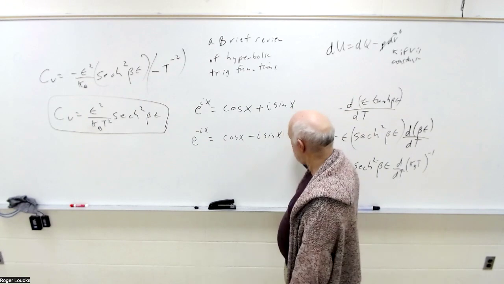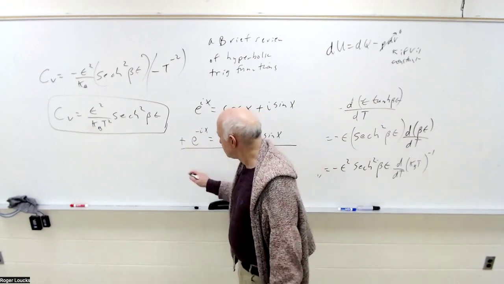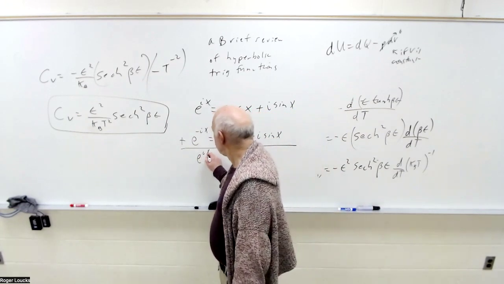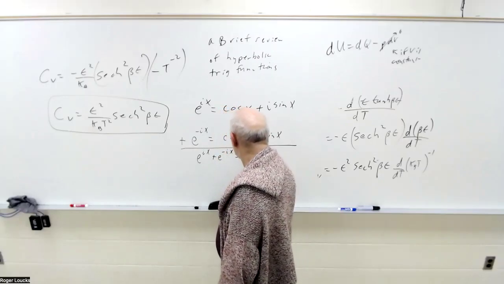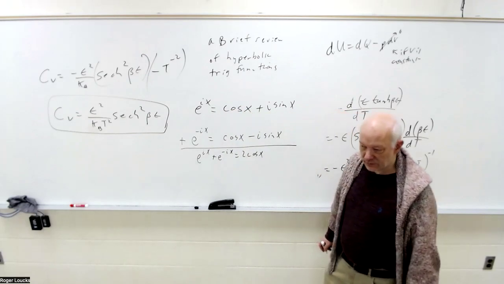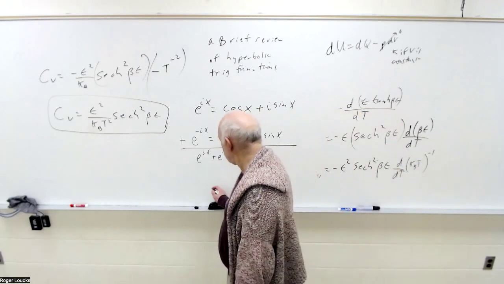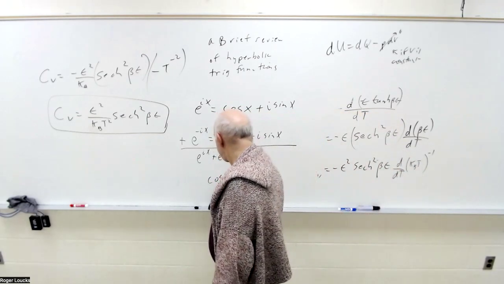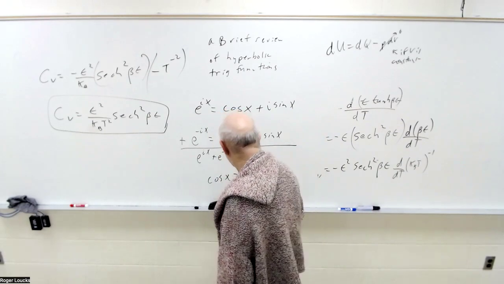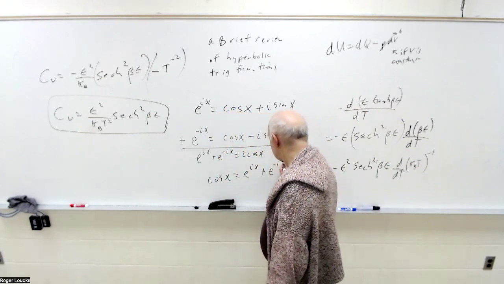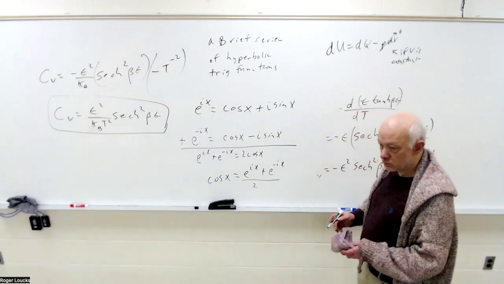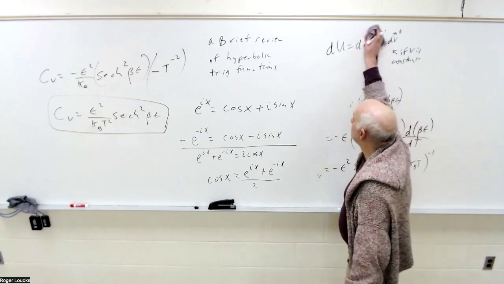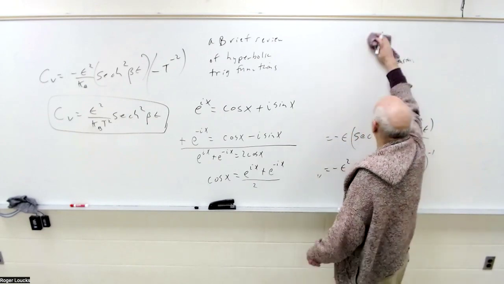Okay. Add these two together. I get e to the ix plus e to the minus ix equals 2 times cosine of x. So your cosine of x is e to the ix plus e to the minus ix, all over 2. And the Euler relations are just from the Taylor expansion of these.